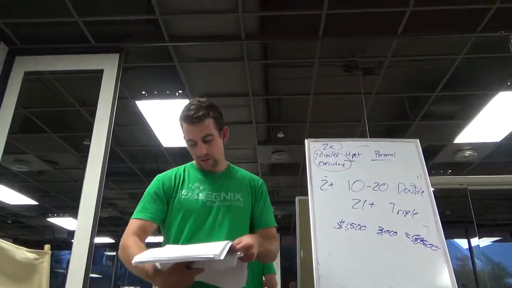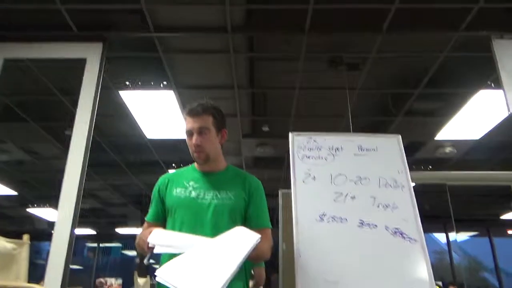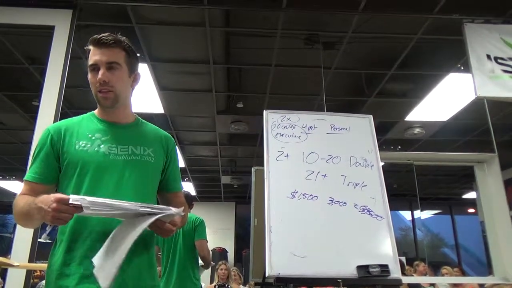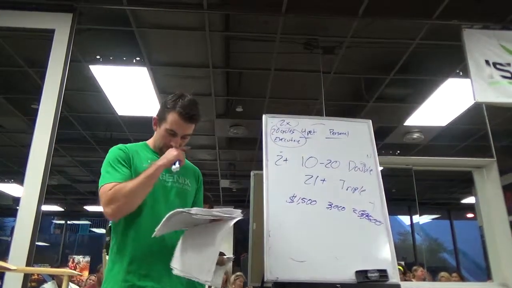21 or over. 21 plus gets you to the triple, right. So it's got to be between 10 and 20. Yeah, 10 and 20 is a double.